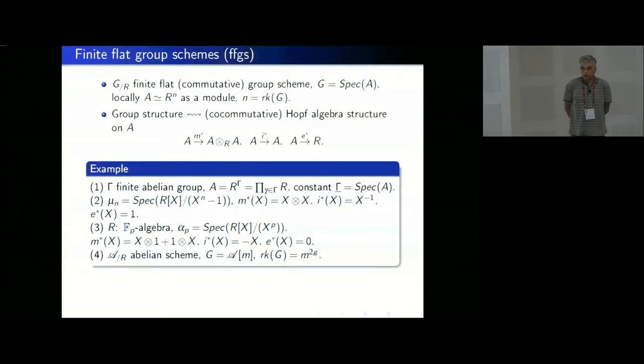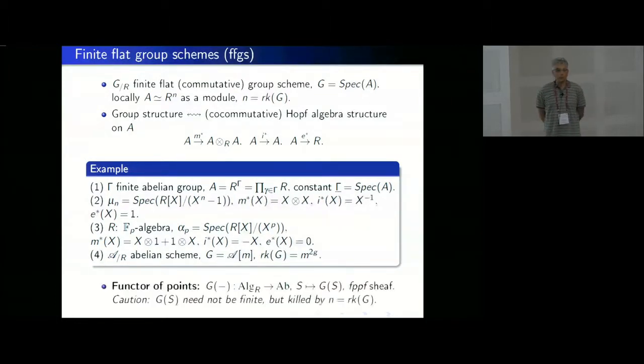Less explicit, of course, is maybe the most interesting example of the kernel of m on an abelian variety of dimension g. And the rank of A as an R module is called the rank of the group. In the last case, it's m to the 2g.